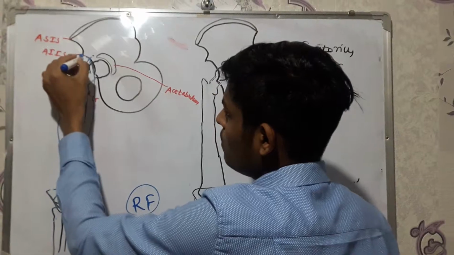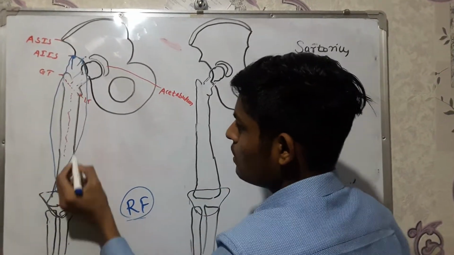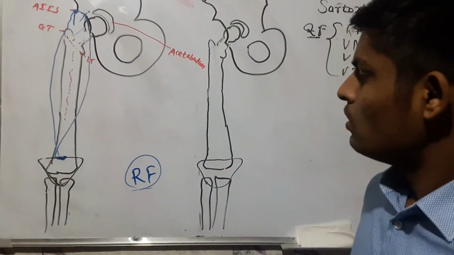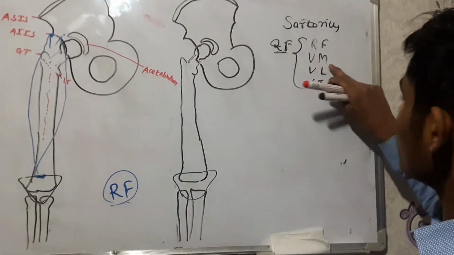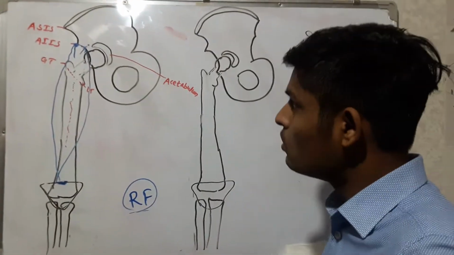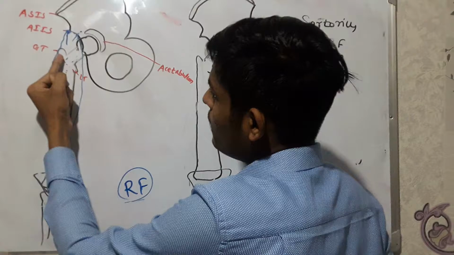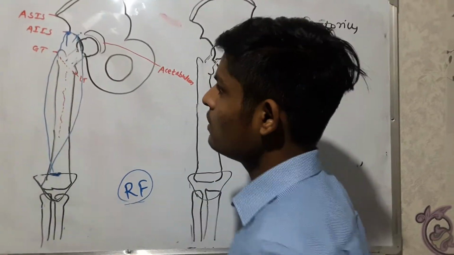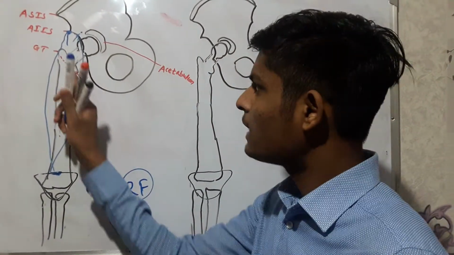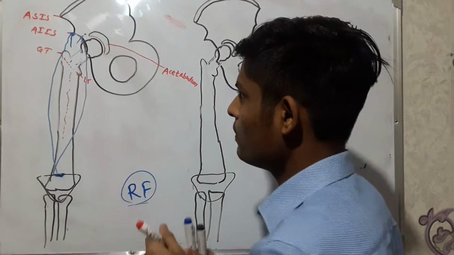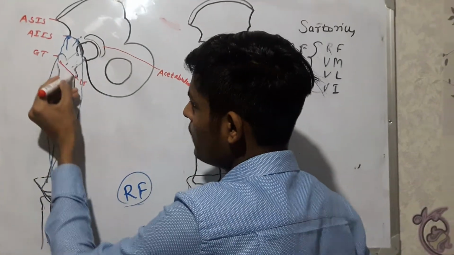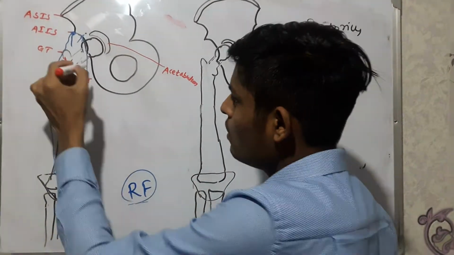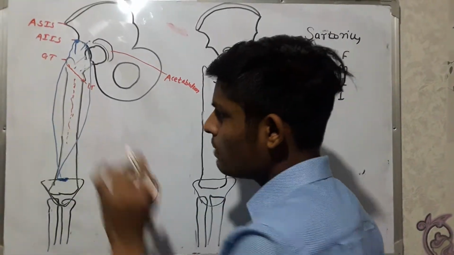Okay, so this muscle, this blue structure, is called rectus femoris. Next muscle we have is vastus medialis. This red dotted line is called the intertrochanteric line, which can be seen on the anterior surface of the femur. Just remember this. Here we have linea aspera.